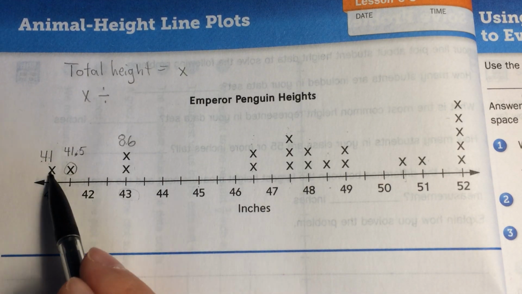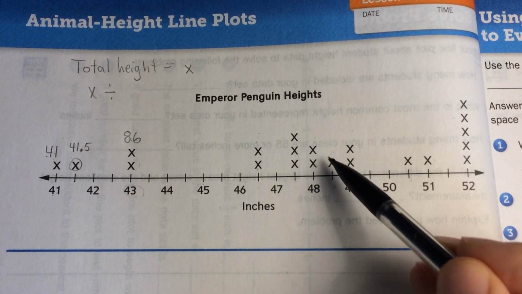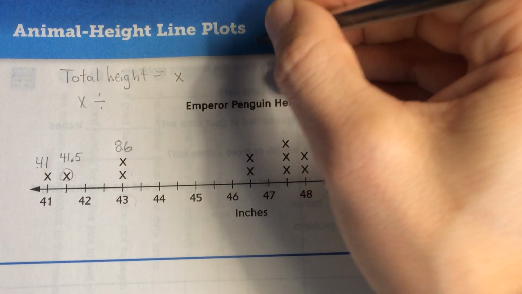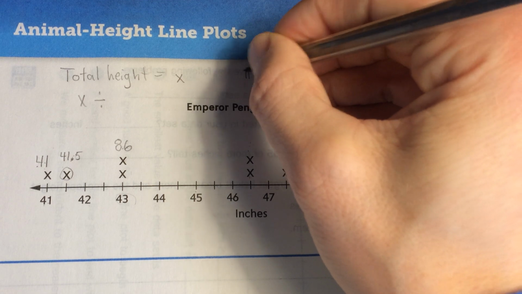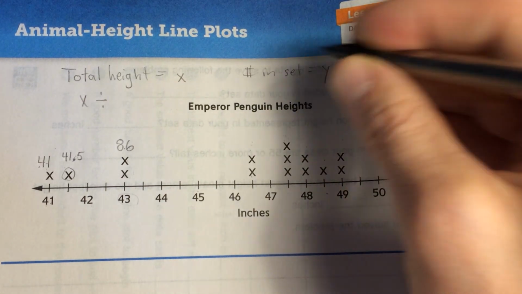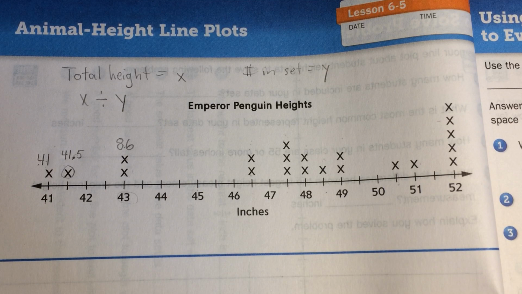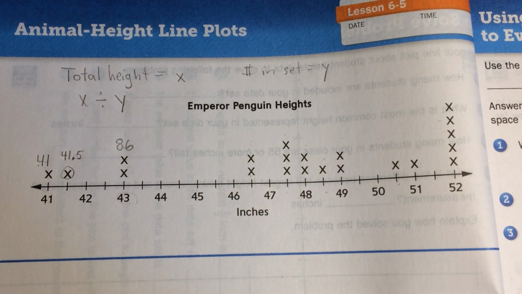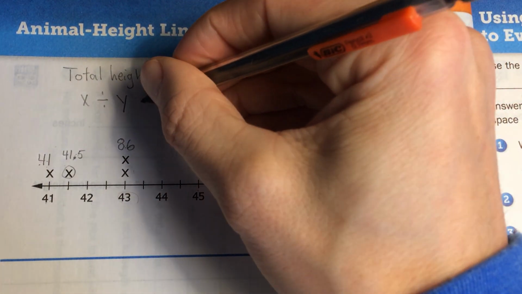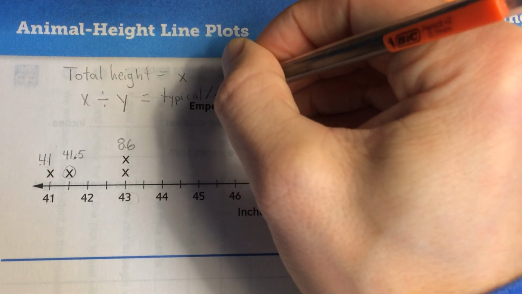That means you have to count up how many x's, how many penguins did we actually measure. And that's what you're going to divide by. And so total height equals x, and I'll say number in set equals y. So you're going to do total height divided by the number in the set. I'm not going to count them, but it looks like there might be 20 or 15. You'll have to actually figure that out for yourself. So x divided by y equals typical or average height.